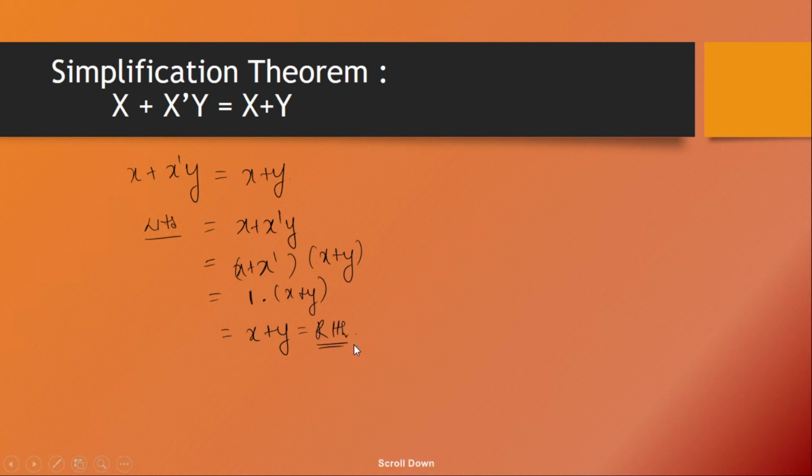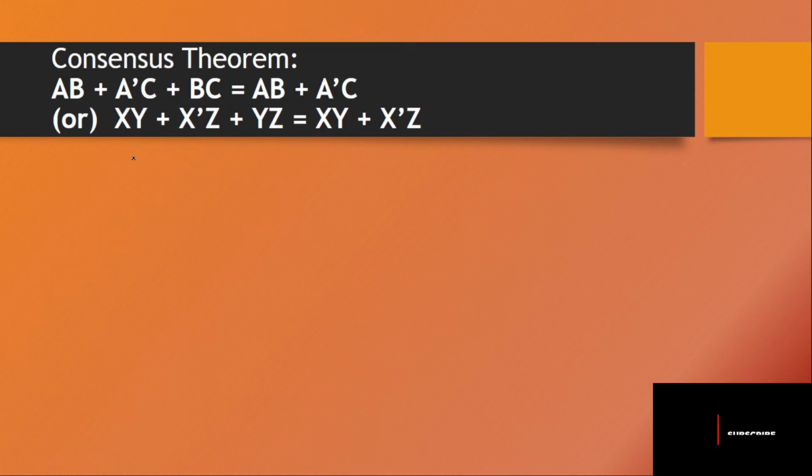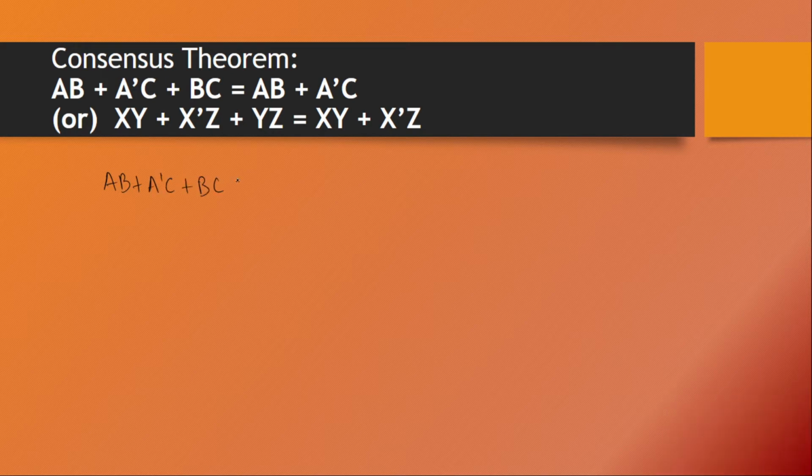Then we have another important theorem. We call it the consensus theorem, which states that AB plus A dash C plus BC will give us AB plus A dash C. Let's try to prove this. Take the left hand side first, which gives us AB plus A dash C plus BC.